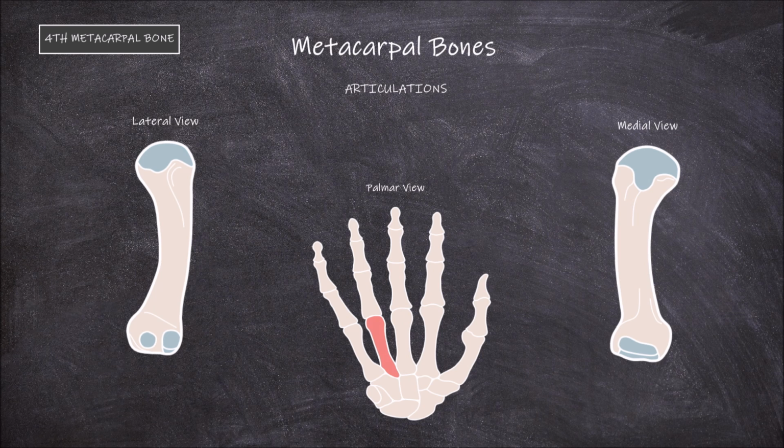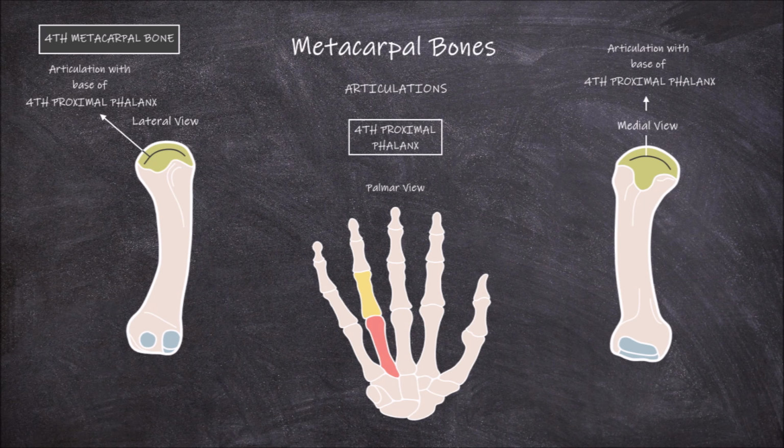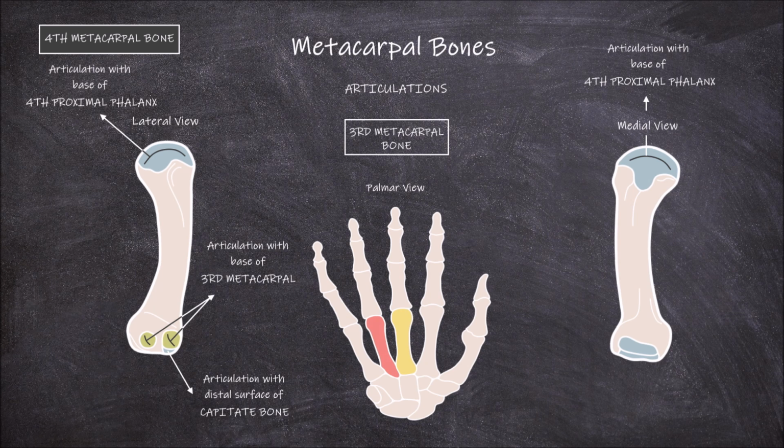The first of these articulations is with the fourth proximal phalanx. The distal articular surface on the fourth metacarpal articulates with the base of the fourth proximal phalanx. The second articulation is with the capitate bone. A facet on the base of the fourth metacarpal articulates with a facet on the distal surface of the capitate bone. The third articulation is with the third metacarpal bone. The two facets on the lateral surface on the base of the fourth metacarpal articulate with facets on the medial surface of the third metacarpal bone.